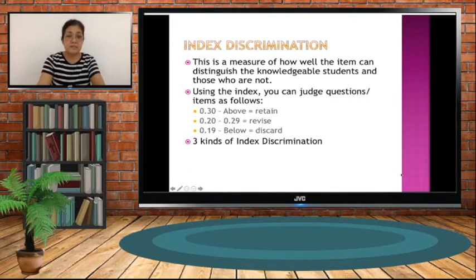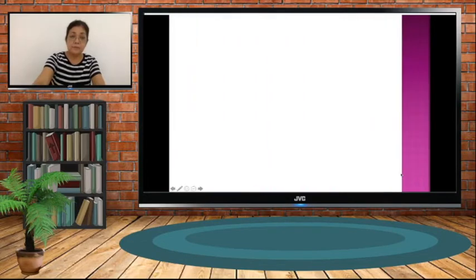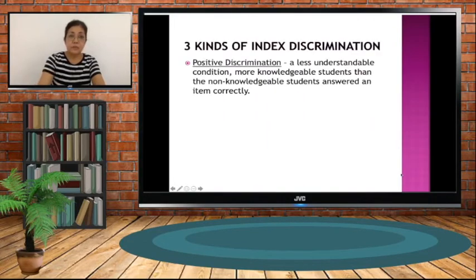So far, there are three kinds of index of discrimination. First, we have the positive discrimination. Second is the zero discrimination. And the last one is the negative discrimination. Let's find out how one differs from another. Let us start with the positive discrimination. This is a desirable condition. Why? Because the more knowledgeable students got higher scores than the non-knowledgeable students, meaning those students who belong to fast learners were able to get the correct answers more than the slow learners.